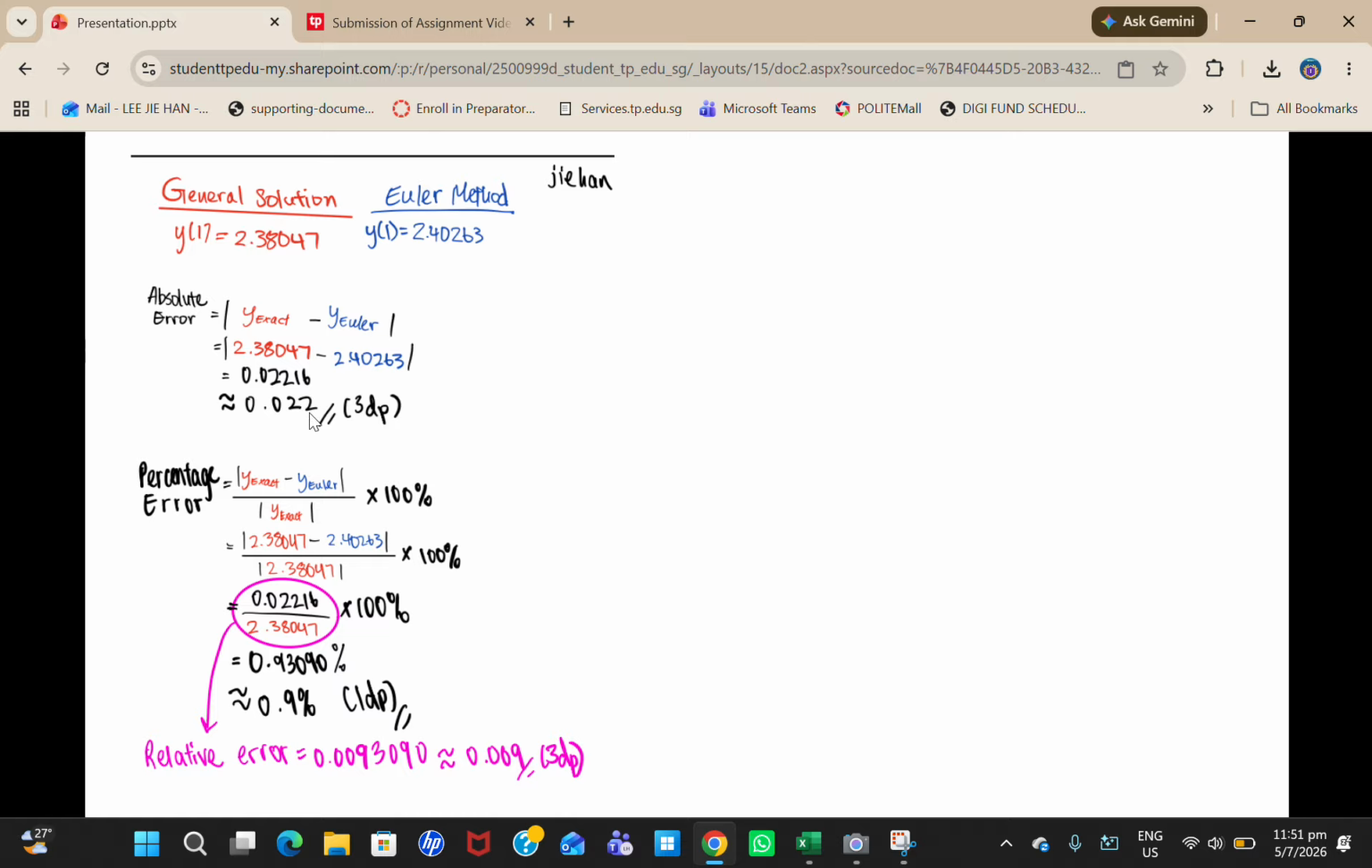So for percentage error, which is 0.9% as shown, it means the Euler's approximation differs from the exact solution by less than 1%. And this indicates that the approximation is highly accurate for a step size of 0.1. And as you can see, this formula right here is the relative error, which compares the actual difference with the exact value given by the general solution.